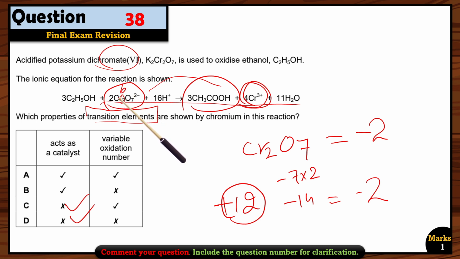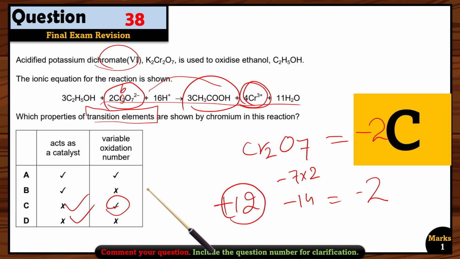So the chromium oxidation state is 6 over here, because +12 divided by 2 is 6. So you see 6 changed to 3. So there are two different oxidation states of chromium shown over here. It means it has a variable oxidation state. So that's why option C is the right option over here. So of the transition metal properties, only the variable oxidation state is shown over here.